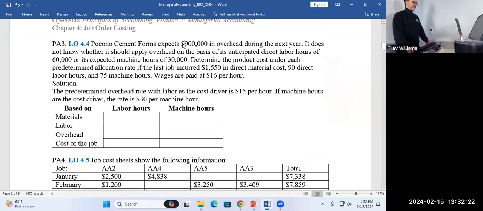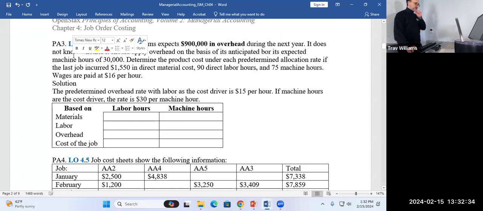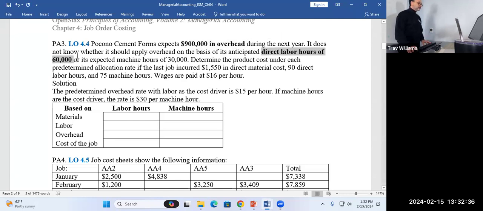Okay, so this company is estimating 900,000 of overhead for the year. And they're not sure if they should use direct labor hours, which they're estimating to be 60,000, or if they should use machine hours of 30,000 to allocate overhead. So let's do a comparison.